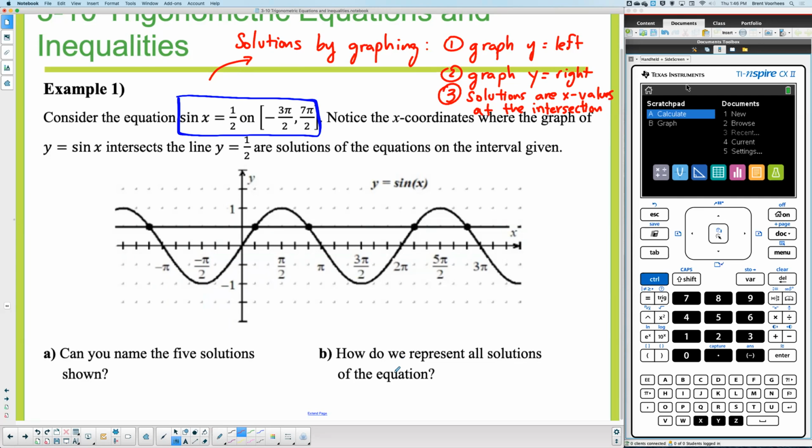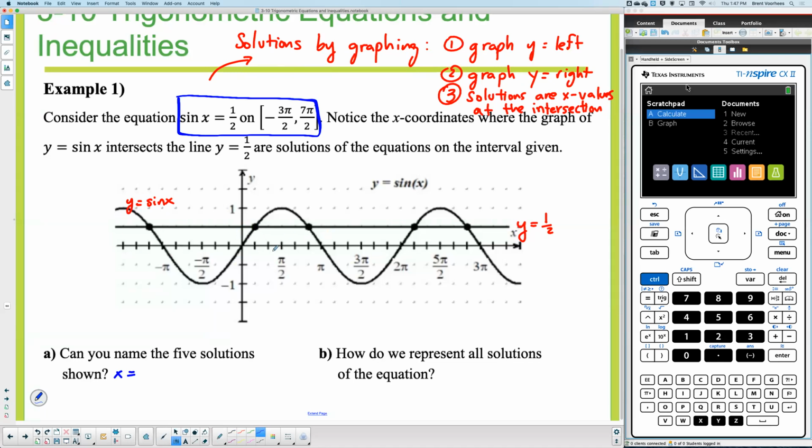As you write that down, just quickly glance at the intersections here. This is the line y equals 1/2. The wave is the graph of y equals sine x. How many times do these graphs intersect one another? There's 1, 2, 3, 4, 5. Y'all seen 5 intersections? I am. So on part A, it says, can you name the 5 solutions shown? The way you would do it is you would list out the x values. You'd say, well, x equals, and you would label them all.